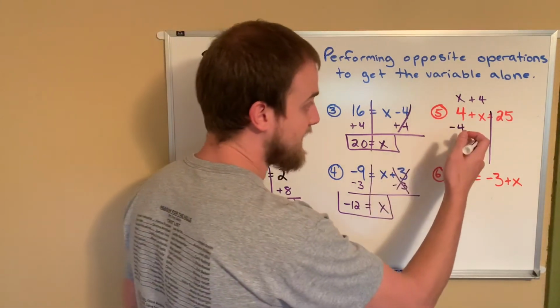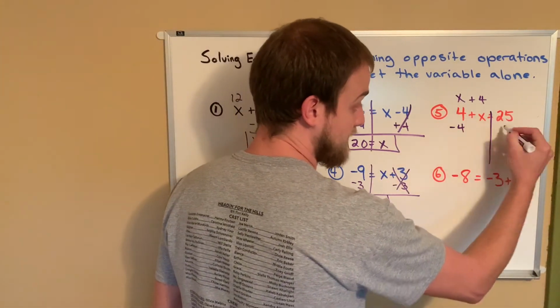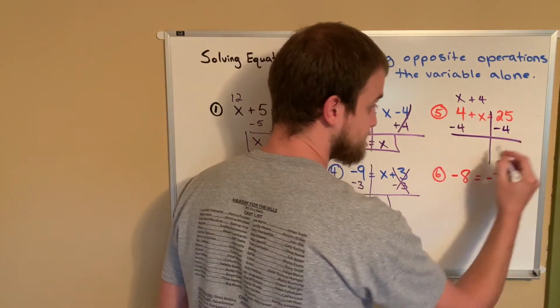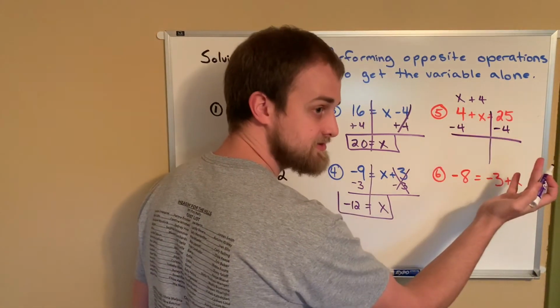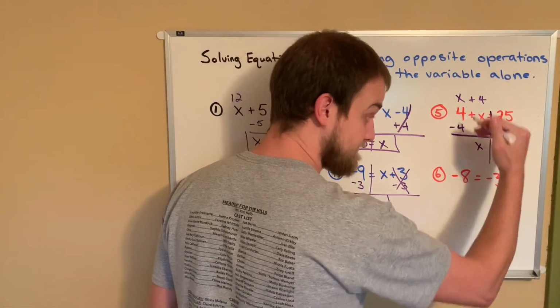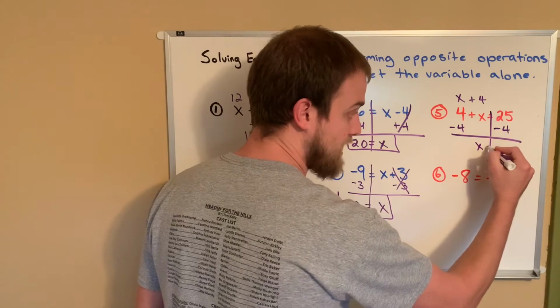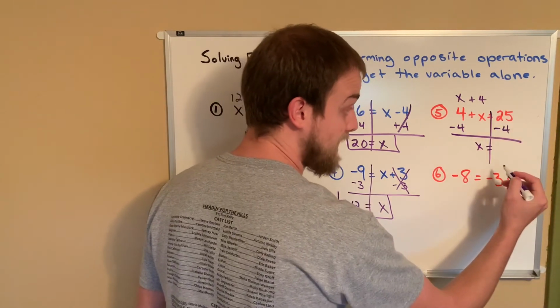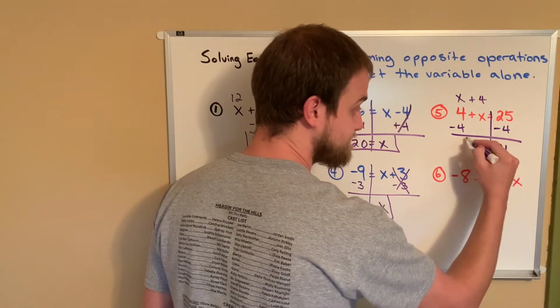Well, I've done that now. So again, to the other side, and I'm left with positive x, right? I like to think of that plus sign as positive when I'm writing my next line here. My equal sign rides the line, and I'm going to do 25 minus 4, which is 21.